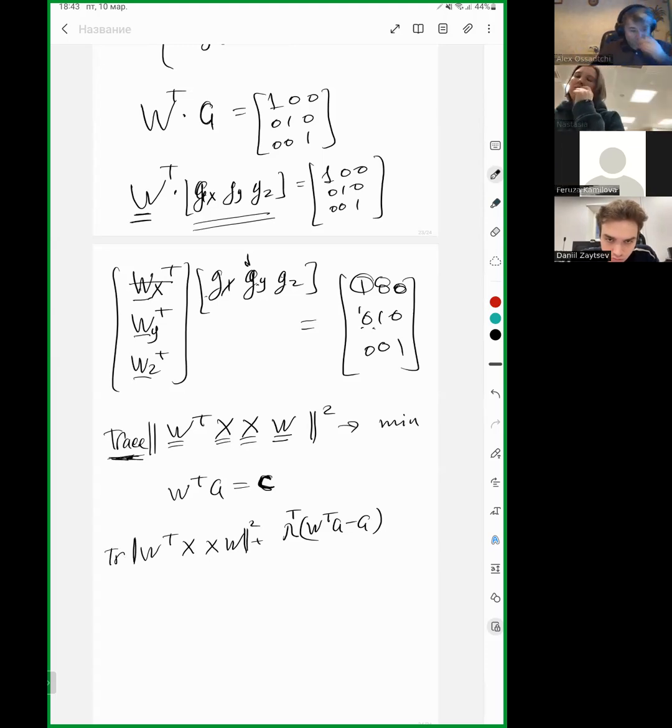Basically, this is something you can prove: when you take the derivatives of the trace, it will be exactly the same as taking the derivative of this guy, assuming that you're only interested in the diagonal elements of this matrix.